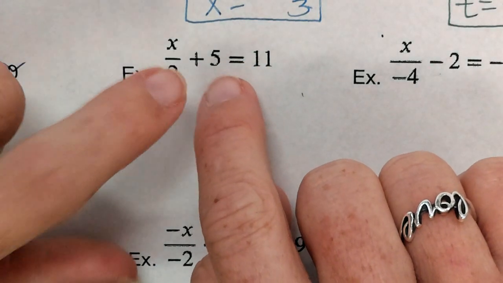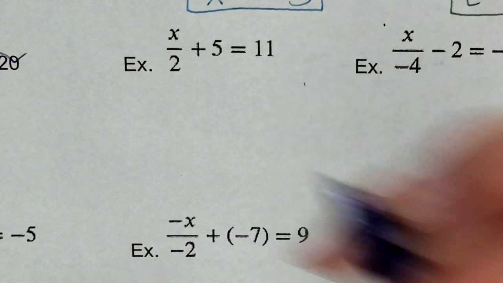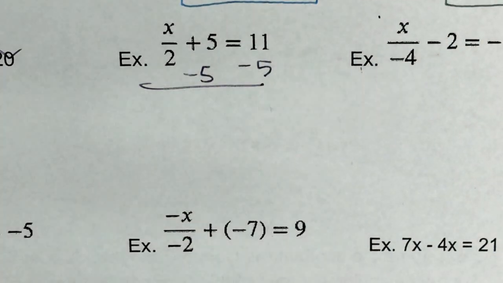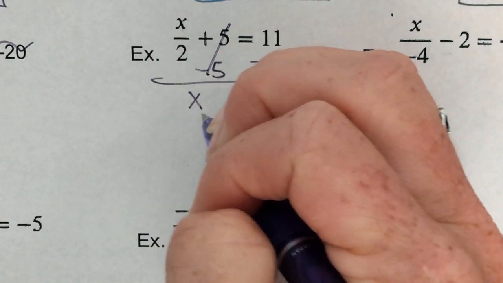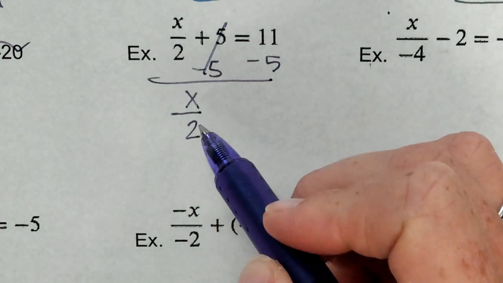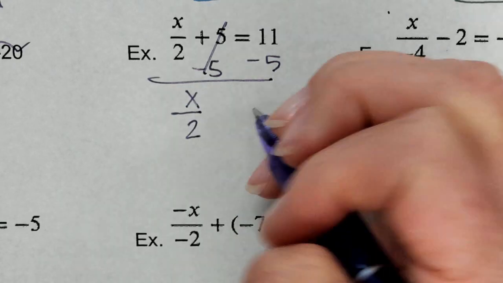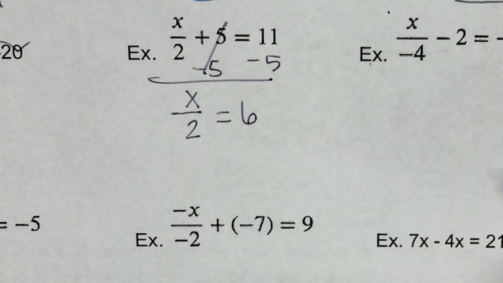Which one is the constant? How would I zero out a plus 5? Minus 5. Whatever I do to the left, I got to do to the right. Then ask yourself, did that zero out? Is 5 minus 5 0? Yes. I now have x over 2. What does that mean, over 2? But what does this line mean? Division, right? Equals, and 11 minus 5 is 6. Okay, let's talk about it.